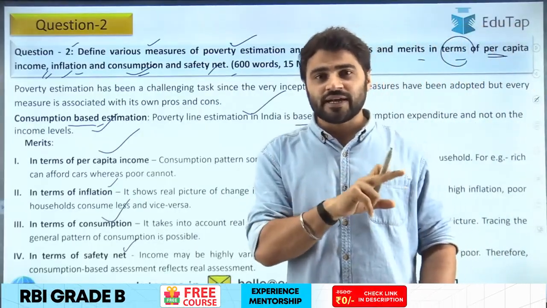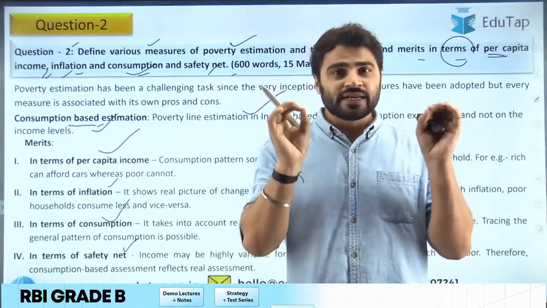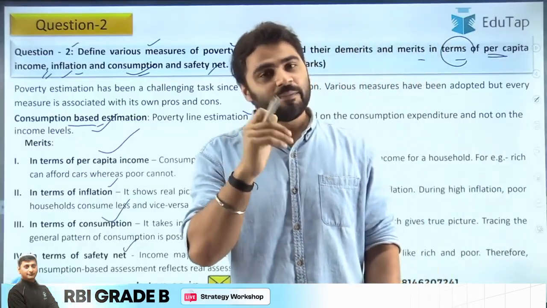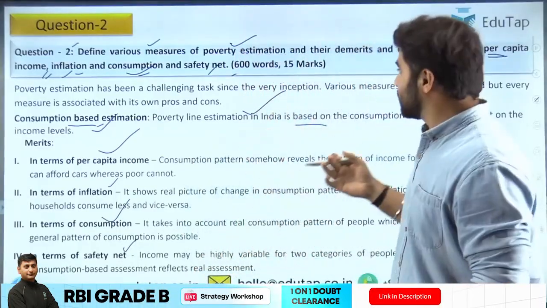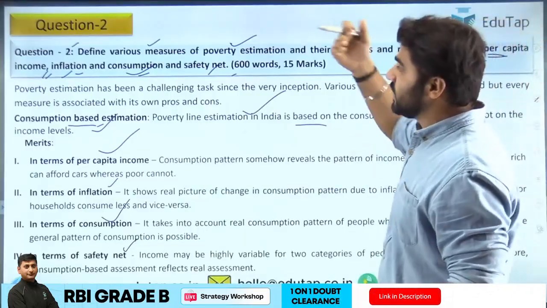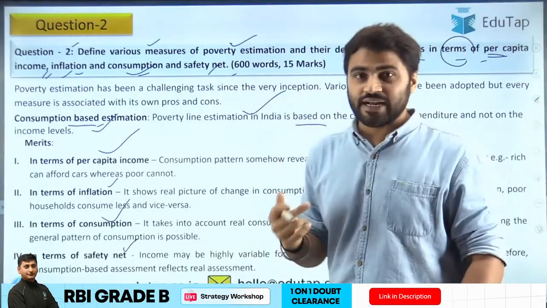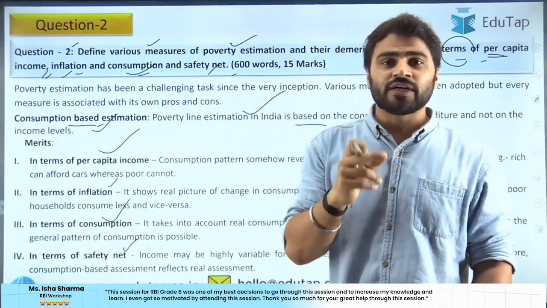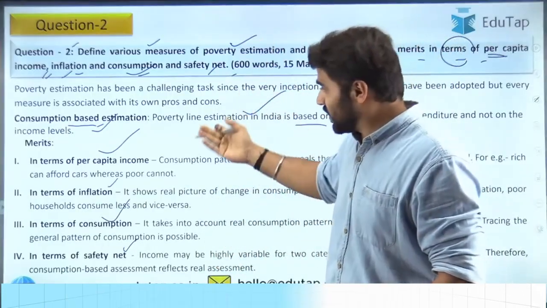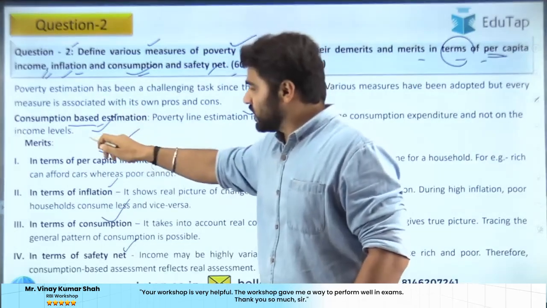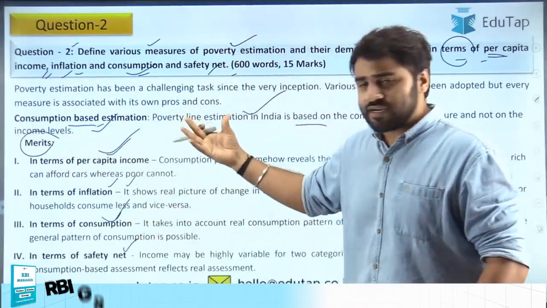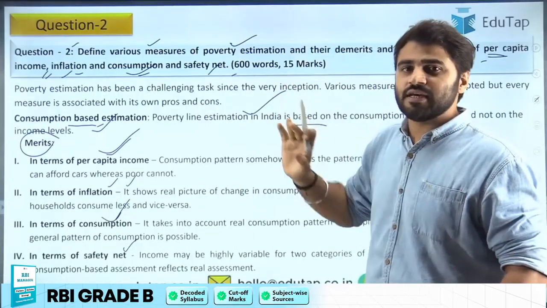As I have said earlier, first of all you need to read the question carefully. After that, you have to identify the keywords mentioned in the question, right? And what are the keywords here? The keywords are per capita income, inflation, consumption and safety net. And guys, after that, you need to break the main question into different micro questions. So here you can easily solve this question, because you have the merits under different headings which are mentioned in the question itself.